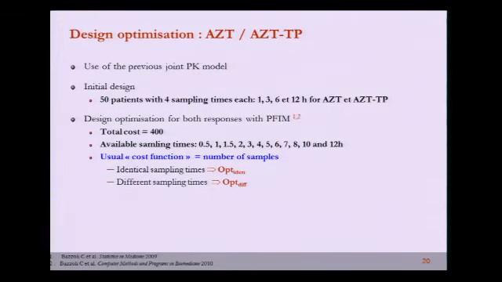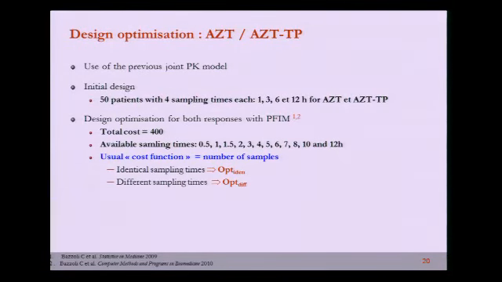Then we want to do some design optimization, assuming a total cost of 400. Why 400? Because we have 50 patients, times 4 sampling times, times 2 drugs, which gives 400. We gave an available set of sampling times, and we use as a cost function the number of samples.